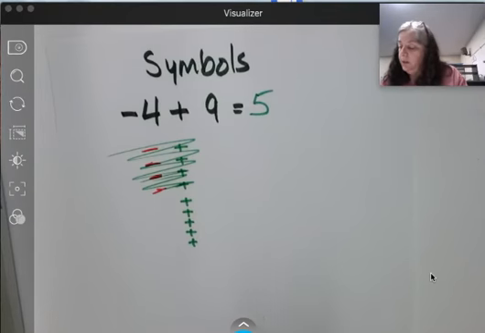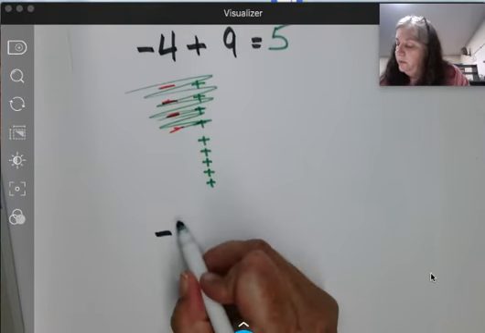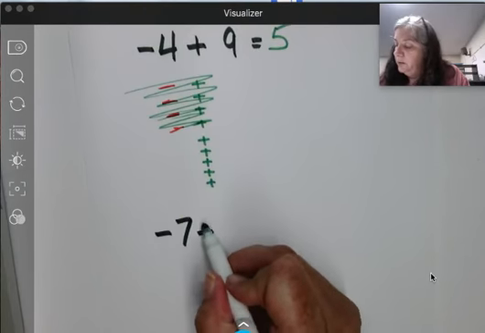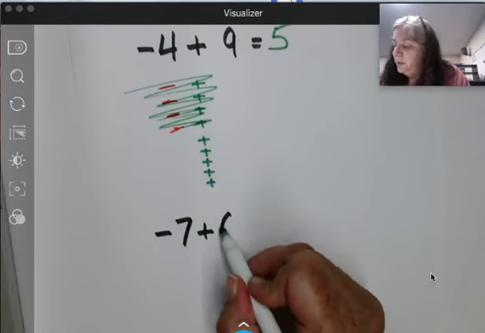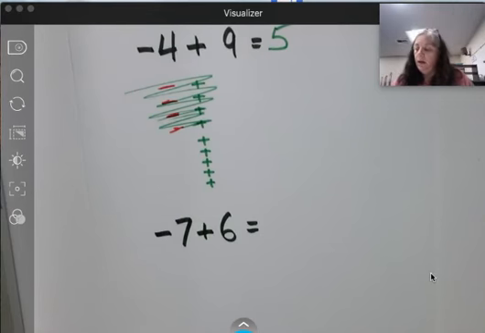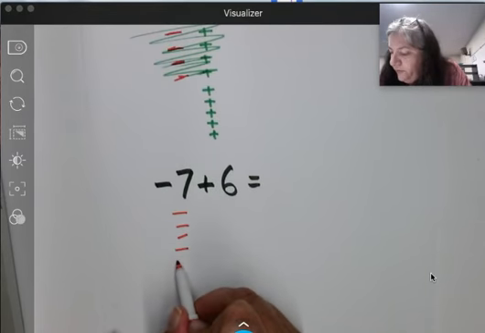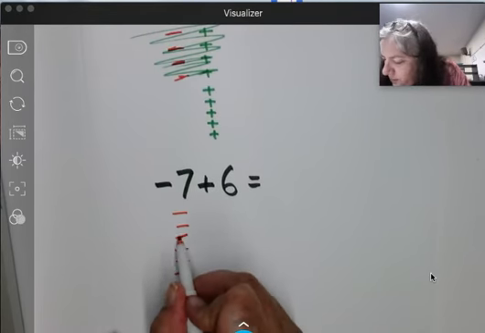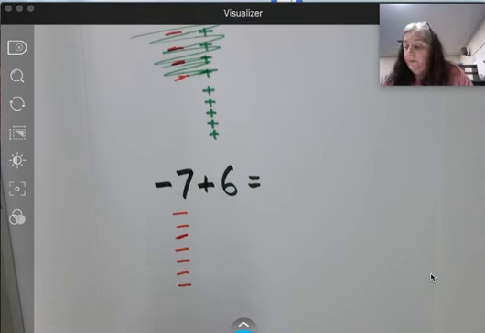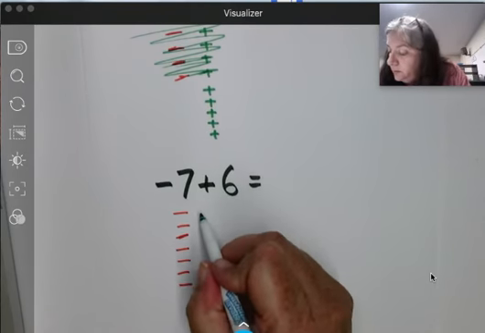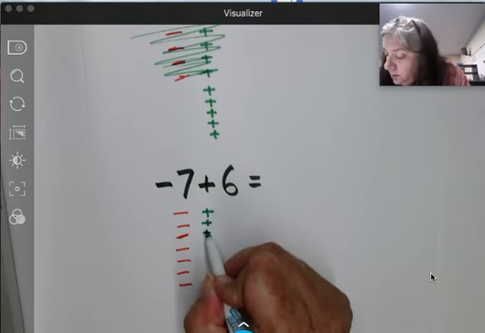So here's another one. Let's say that I have negative 7 plus 6. All right, now you can use my other method. It works just as well, but if you ever get lost on this, okay, we're going to battle. We have 7 negatives. 1, 2, 3, 4, 5, 6, 7. And then I have 6 positives. 1, 2, 3, 4, 5, 6.